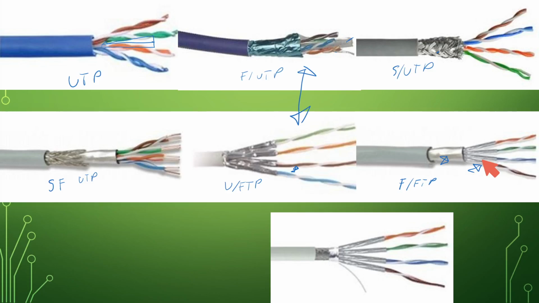How about you guys? This starts to get a little ridiculous. Then we have shielded foil twisted pairs. So imagine a combination of these two. You've got your foil twisted pairs with your shielding around it. I don't have that one. That should be right here. And then we've got our shielded foiled twisted pair, SFTP.